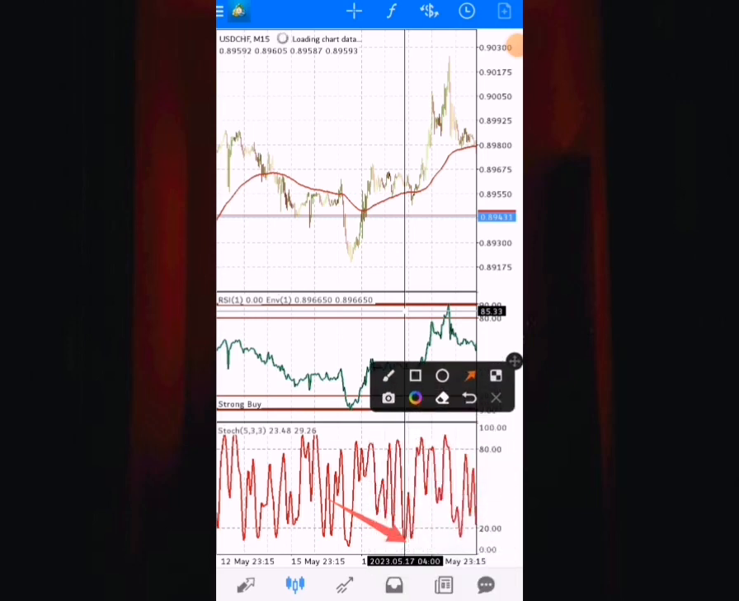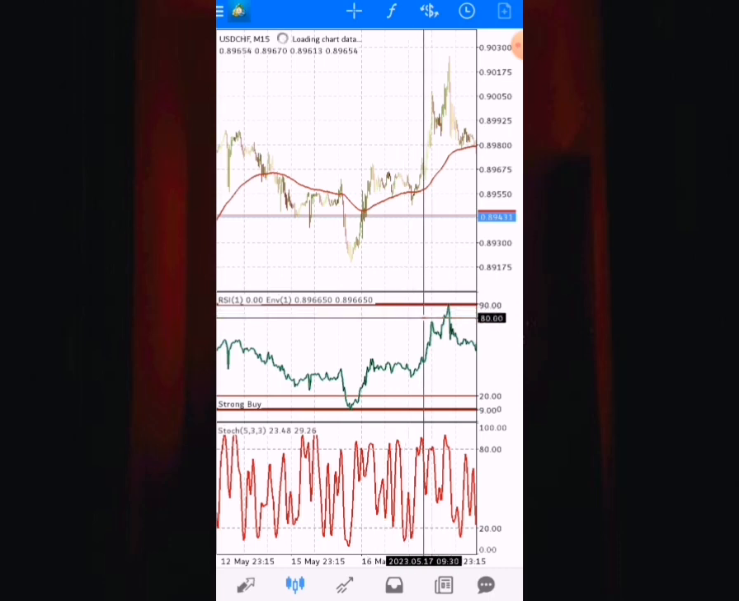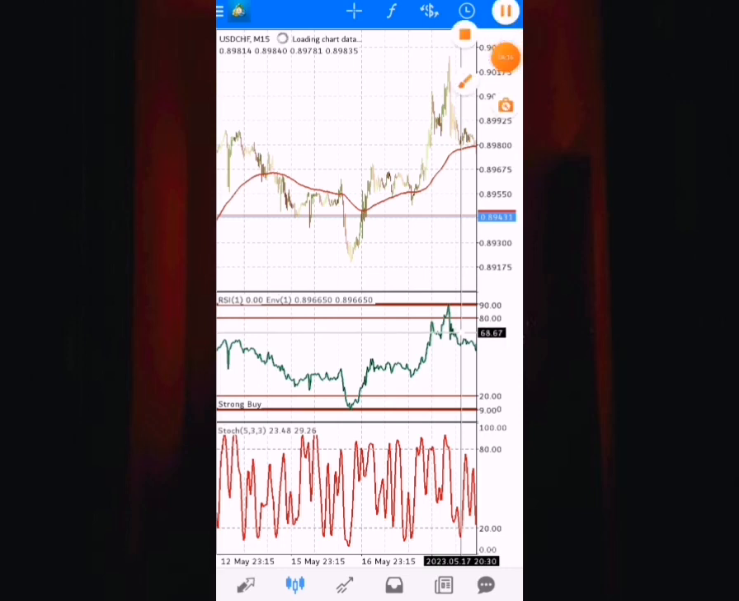Let me just move this. So that was your first pullback right here. Once you see price closing below the 20-line level on the stochastic oscillator, you take your trade. On the chart, it would be right there at that pullback. You take the trade. Once you have taken the trade, you hold. And as you are holding, if price makes a pullback again, right there was another pullback, you can place another trade.